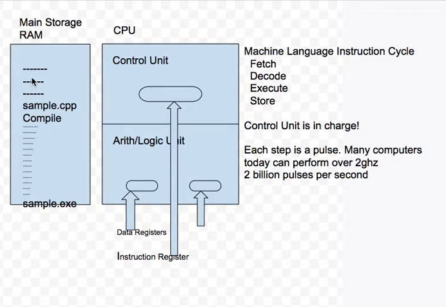Now, your computer can't understand C++, or for that matter, any other programming language, Java, Python. We have to compile this high-level program down into machine language instructions. When I compile sample.cpp into machine language, these 3 lines turn into thousands and thousands of machine language instructions, and we're going to call that sample.exe. So a .exe really are the machine language instructions.